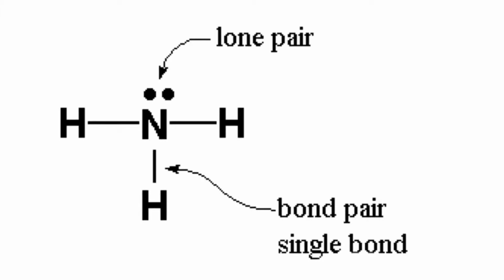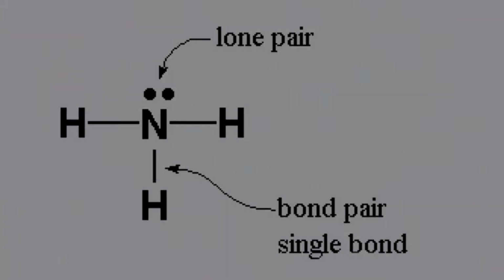Also, when drawing the Lewis structure, the atom with the least amount goes in the middle. Covalent molecules share electrons between two or more nonmetal atoms.